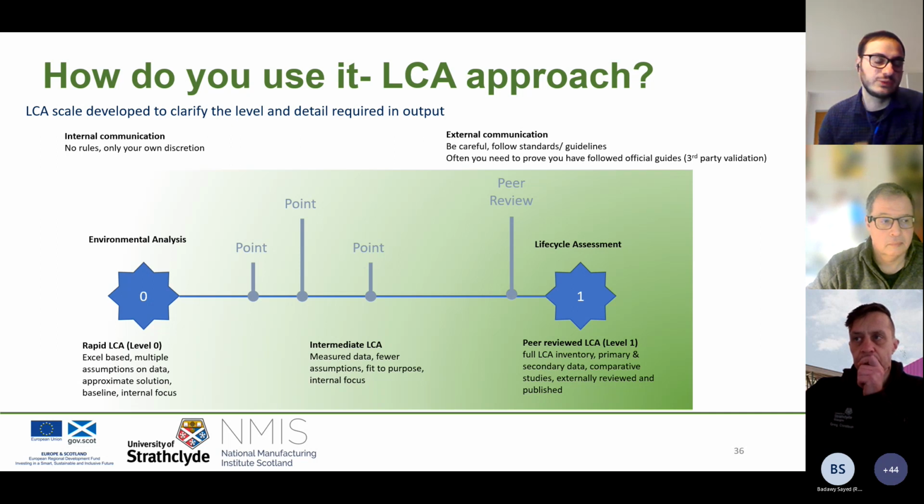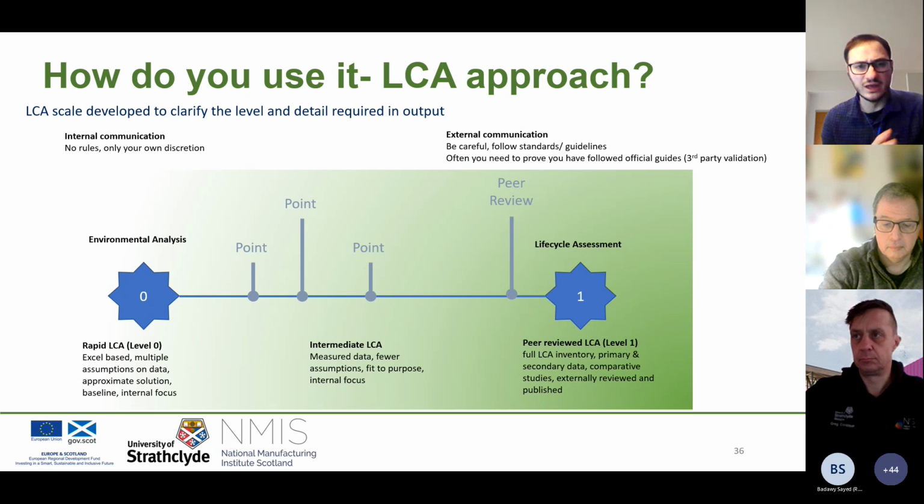It's a rapid approach. We call it level 0. It's based on Excel. We have multiple assumptions on data. We have an approximate solution that will just give us a baseline, and it's focused internally. So no rules. It's only for our own discretion, and the audience is usually us or the organization. Then we further move along. We have an intermediate life cycle assessment where we've got measured data, fewer assumptions, but still assumptions. It's fit for purpose and still has an internal focus.